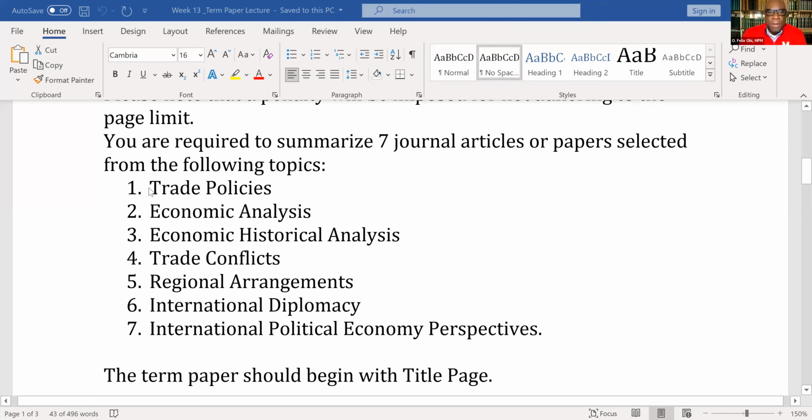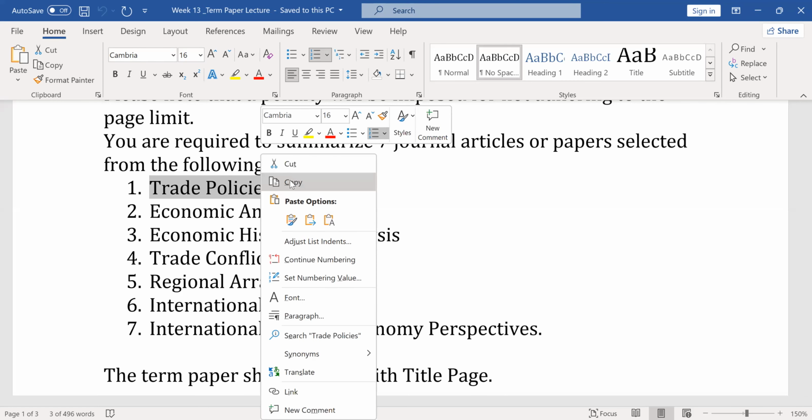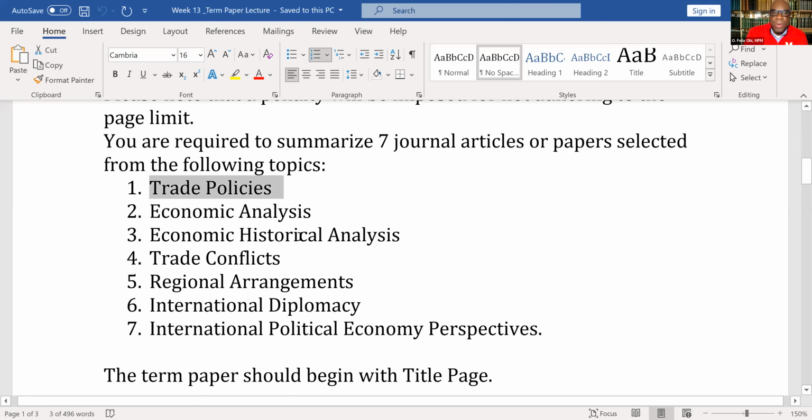So one of your papers has to, so let me share my screen again for a second, if you don't mind. Go ahead. So, one of the papers has to be about trade policies, right? So let's say, what's a trade policy? Remember we covered.